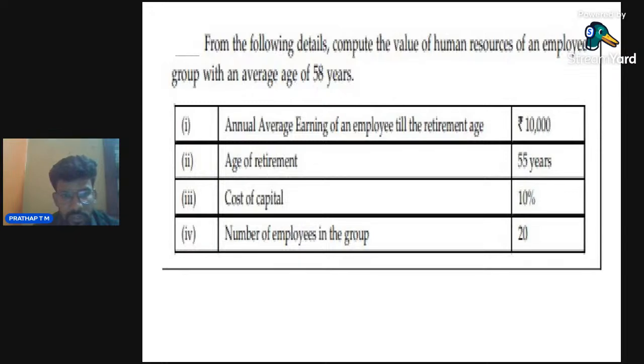So what they have given is: the average age is 55 years. Retirement age is 58 years. 3 years, right? 10,000 for 3 years. What is the percentage given? 10%, which we already calculated, right? 10,000. Fine. How many years? 3 years, right? This is the question. 55 years, and the number of employees is 20. Fine. Cost of capital is 10%. Yes, 10%.